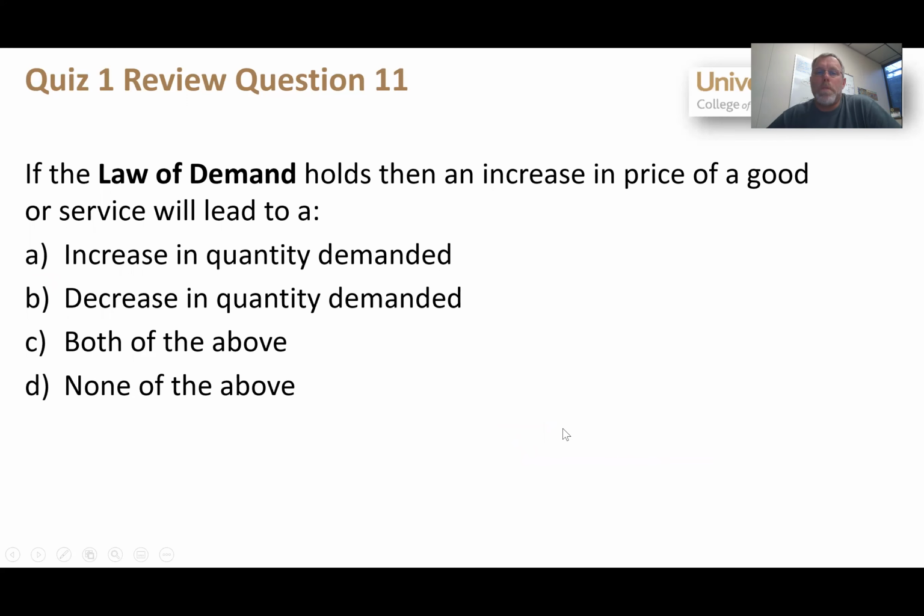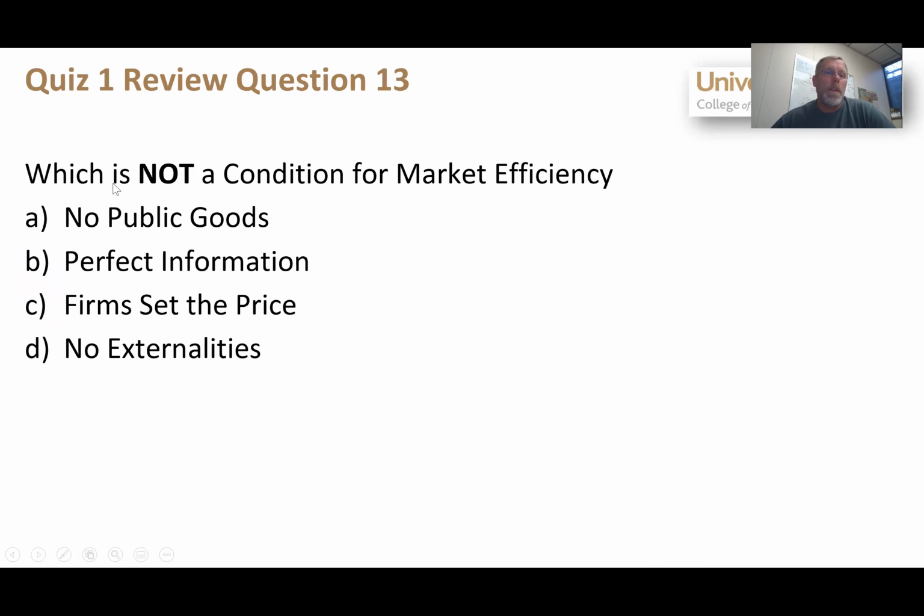If the law of demand holds, then an increase in the price of a good or service will lead to an increase in quantity demanded, a decrease in the quantity demanded, both of the above, or none of the above. Here it's a decrease in the quantity demanded. As price goes up, quantity goes down. So you have that downward sloping demand curve.